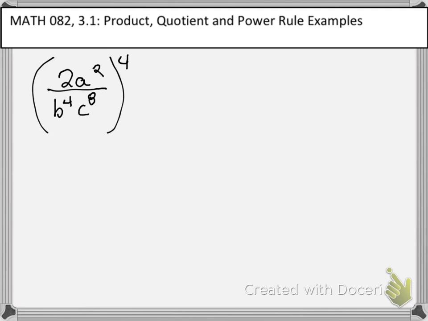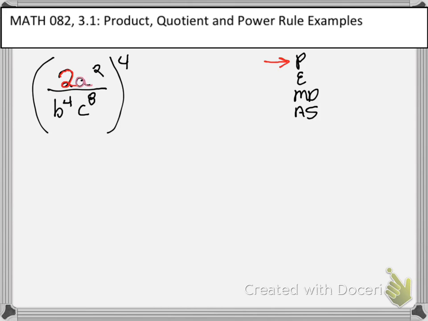So remember, the first thing I advise you to do is to think about order of operations. Order of operations suggests that I do parentheses first. So let's look inside these parentheses. I have a 2. I don't see any other numbers, no other like terms that can be simplified.